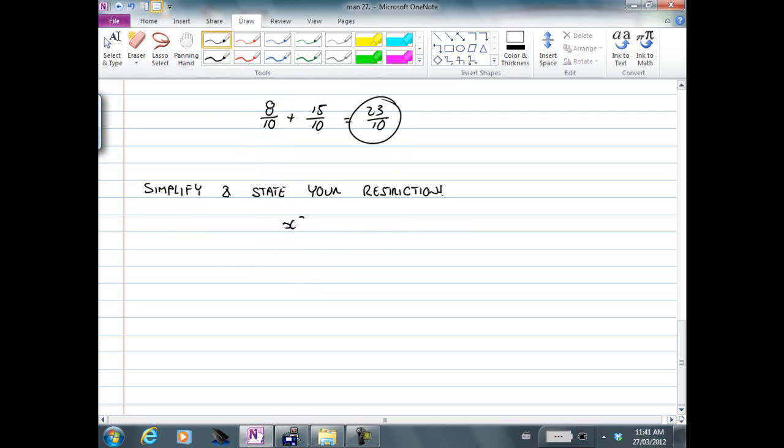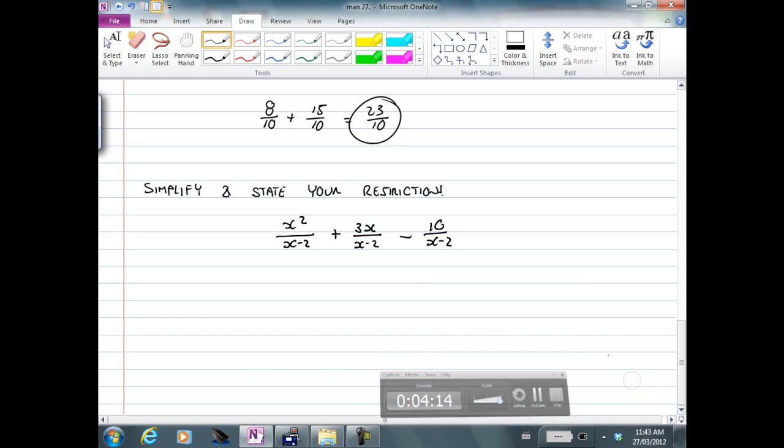x squared over x minus 2, plus 3x over x minus 2, minus 10 over x minus 2. I'm going to pause it. Right off the bat, I notice one thing. My denominators are all the same. So let's start with my restrictions.